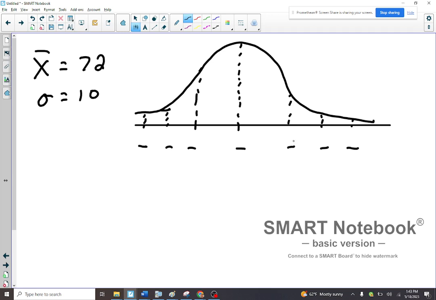All right. So you're going to fill in the curve. So the middle of this curve is 72. And then we go up: 82, 92, 102. I am adding the standard deviation when I go to the right. In this case, the standard deviation is 10, so I add 10 each time. While going left, I subtract 10 each time: 62, 52, 42.